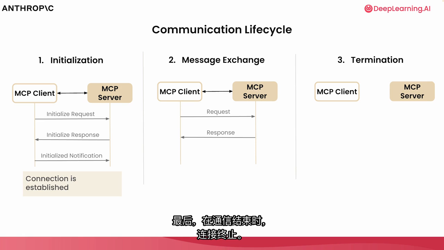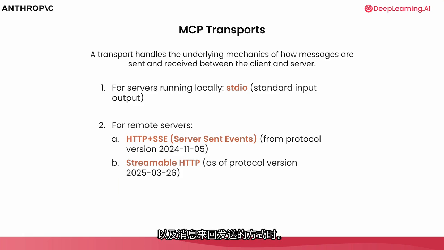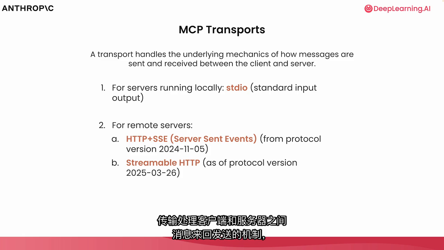Finally, at the end of communication, there's a termination of that connection. As we talk a little bit more about the connection and the way in which messages are sent back and forth, it's important to understand another part of the Model Context Protocol, and that is the idea of a transport. A transport handles the mechanics of how messages are sent back and forth between the client and the server. Depending on how you're running your application, you will choose one of these different transports. You can also make your own if you would like.